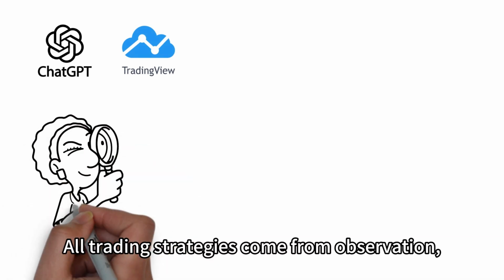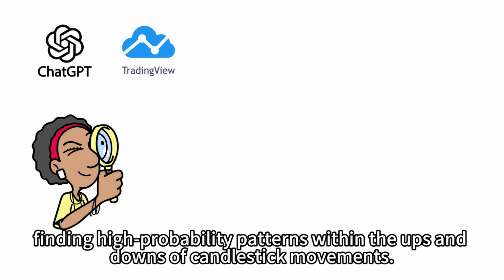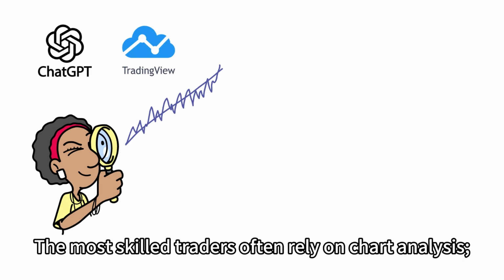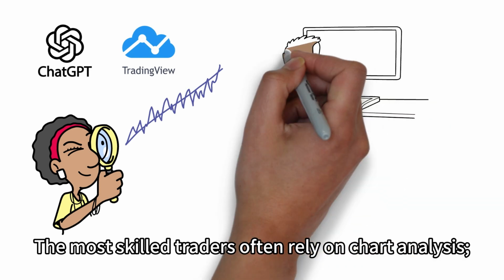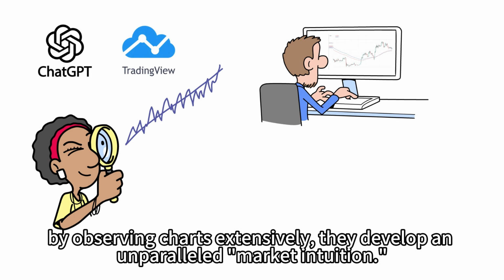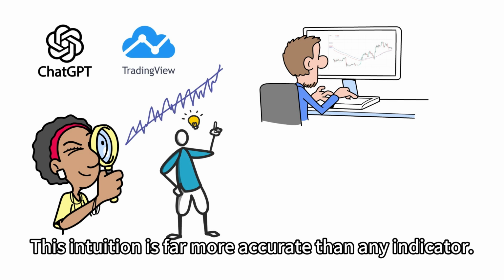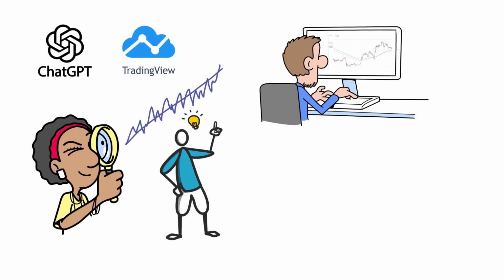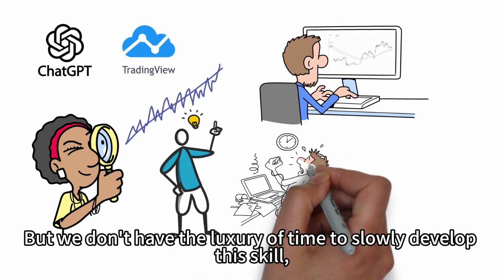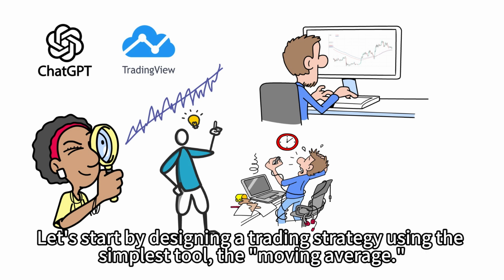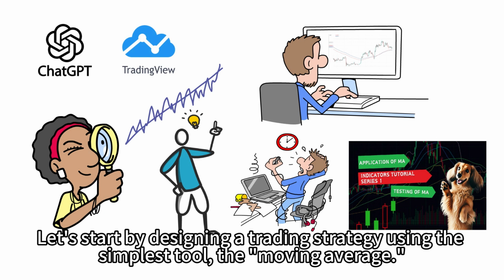All trading strategies come from observation, finding high probability patterns within the ups and downs of candlestick movements. The most skilled traders often rely on chart analysis. By observing charts extensively, they develop an unparalleled market intuition. This intuition is far more accurate than any indicator. But we don't have the luxury of time to solely develop this skill, so we have to rely on indicators to design workable trading strategies. Let's start by designing a trading strategy using the simplest tool, the moving average.